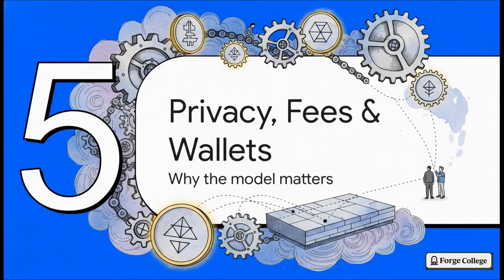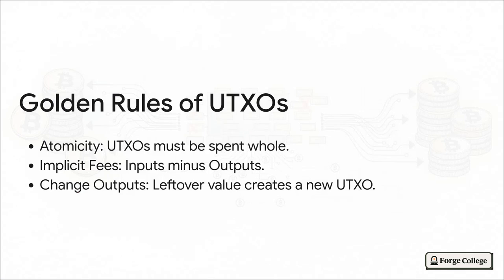Section 5. Privacy, Fees, and Wallets. Why the UTXO model matters. So these 3 golden rules actually dictate your privacy and your network fees. First, atomicity. This means UTXOs must be spent whole, no tearing envelopes. Second, implicit fees. You always calculate the miner reward as inputs minus outputs. And third, change outputs. Any leftover value always creates a brand new UTXO for the sender.